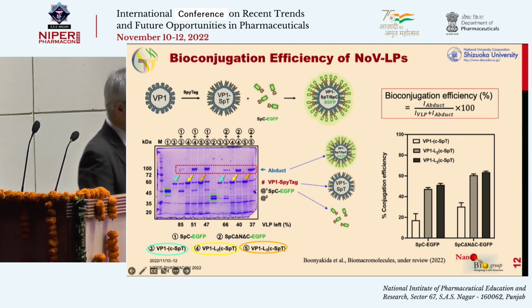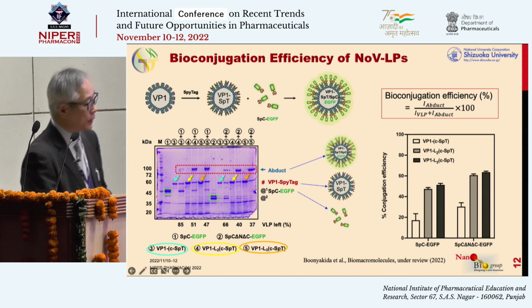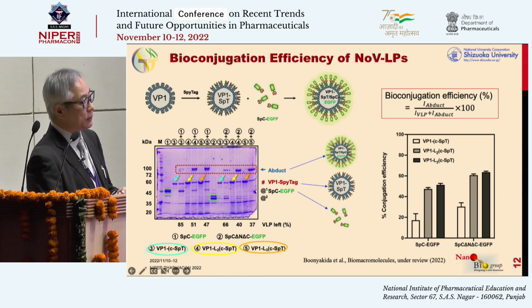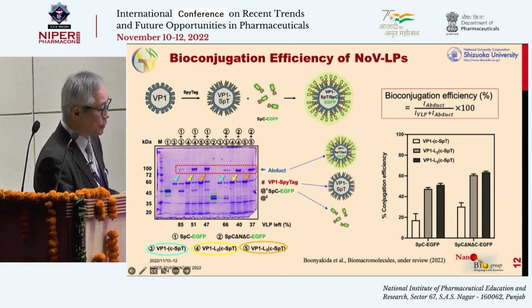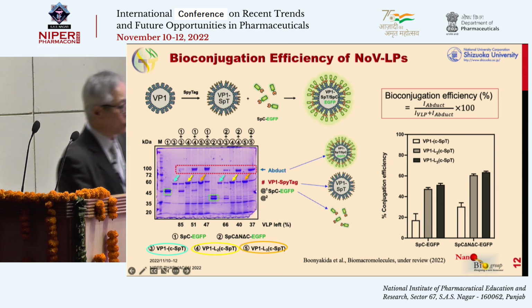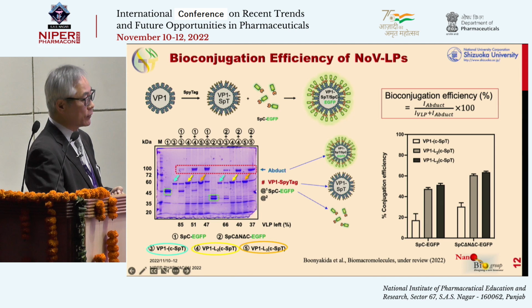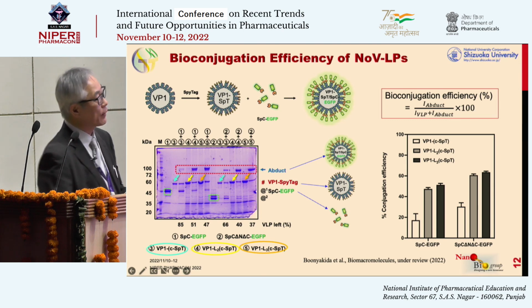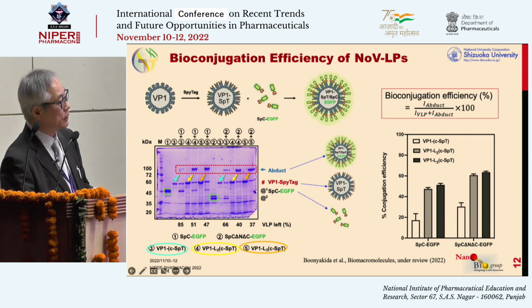Here is spike catcher EGFP. In this case, almost 17%. However, when we add 2 linkers or 3 linkers, we improve the efficiency almost 3 times. Also the same result here, almost 30% efficiency. However, when we use the linker we can get more than 60%, almost 2 times improved bioconjugate efficiency we can observe.